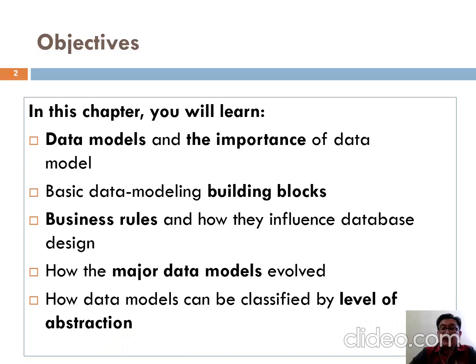First of all, we will look at the objectives of the chapter. So if you go through the objectives, you can see there's a few important things here. The first thing is about data models. The next thing that I want to highlight is business rules. Those two are very important for this chapter.